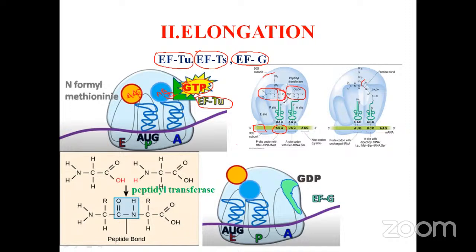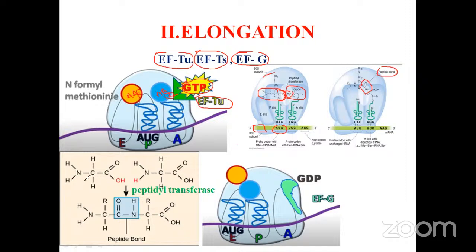Is it visible to you? Yes, sir, it's visible. Right. In the carboxyl group, here is the second amino acid's amino group. This is the amino group. So as a result, the carboxylic group and amino group form what is called a peptide bond.